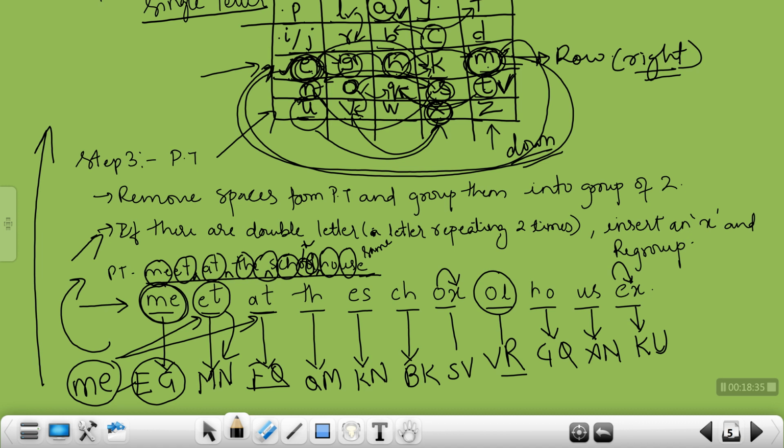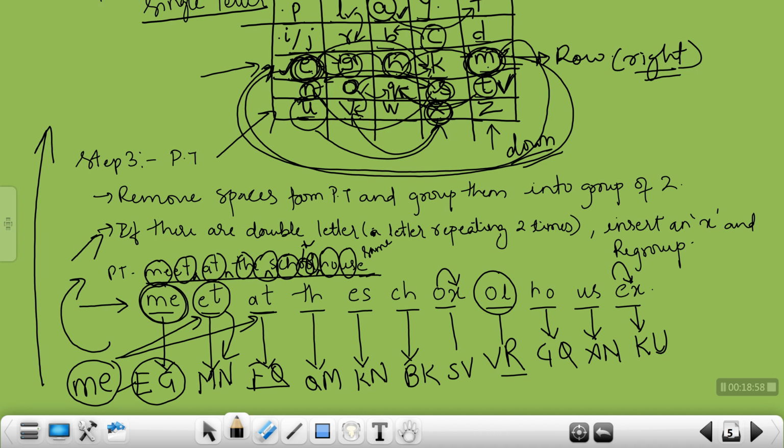This question has been asked 2-3 times in the question paper. A plain text will be given to you, and a key will be given to you. Using steps 1, 2 and 3, you have to solve. If they have asked for decryption, you also have to show the decryption part. Otherwise it is okay if you show only the encryption part. It depends upon how many marks they ask.